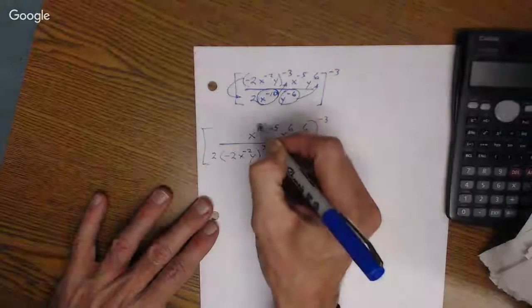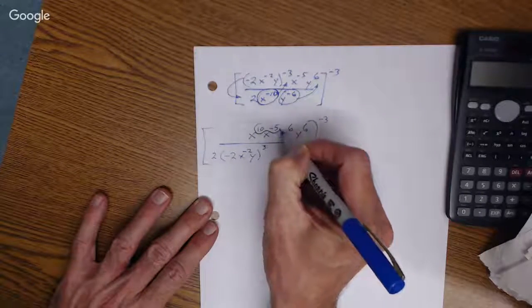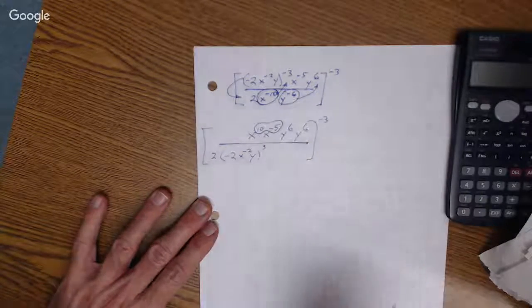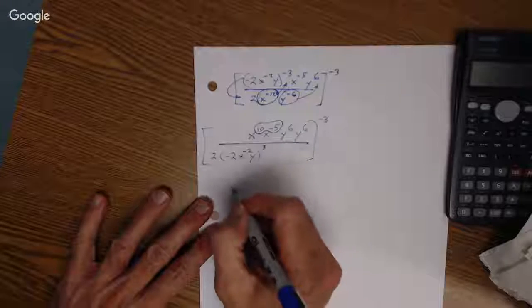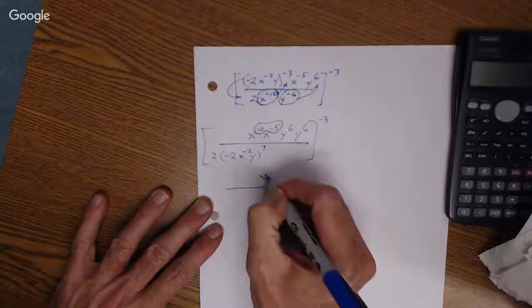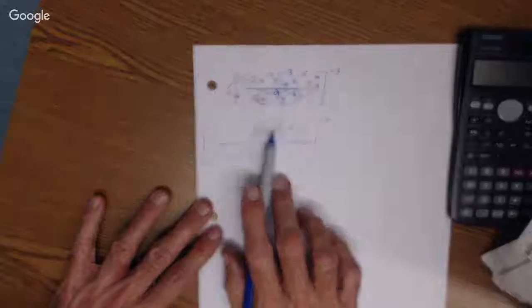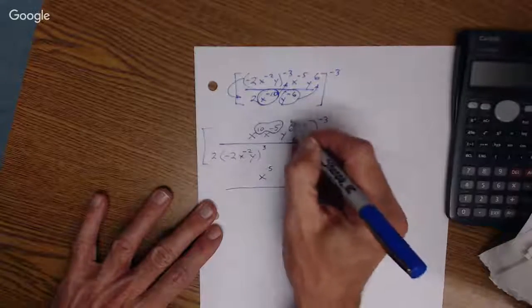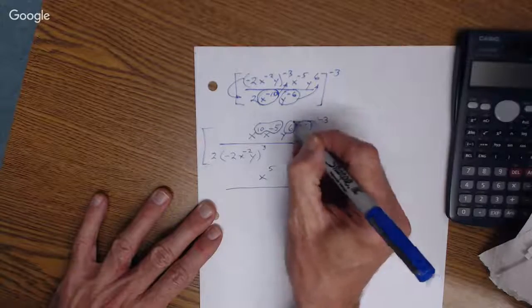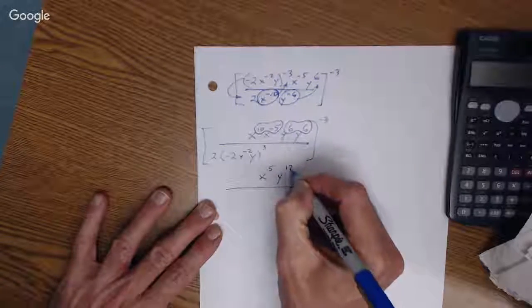And now I'm going to combine the exponents here. So x to the 10th and x to the negative 5 is going to become x to the 5th. When you're multiplying common bases, you add the exponents. y to the 6th and y to the 6th is going to become y to the 12th.